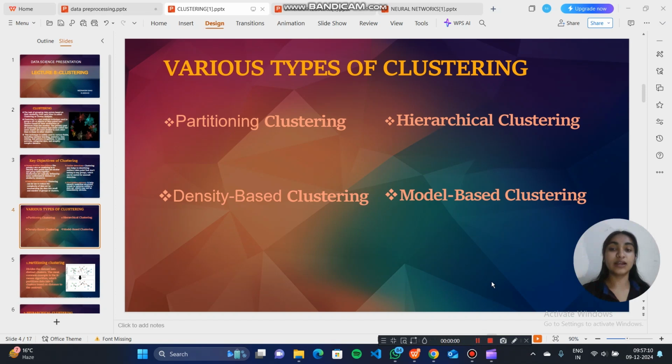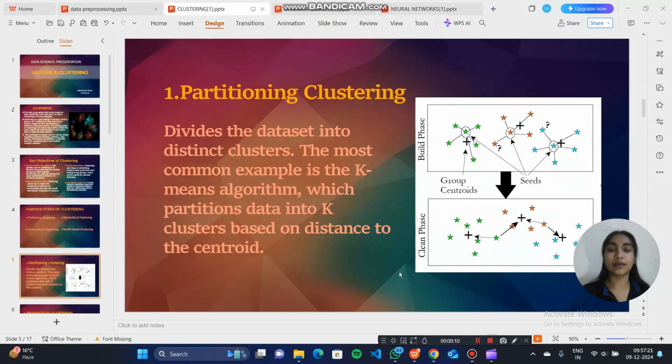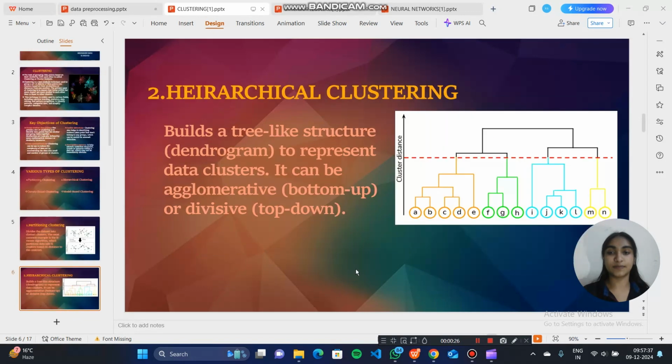Clustering has various types: partitioning clustering, hierarchical clustering, density based clustering, model based clustering. First one is partitioning clustering. It divides the dataset into distinct clusters. The most common example is the k-means algorithm, which partitions data into k clusters based on distance to the centroid.